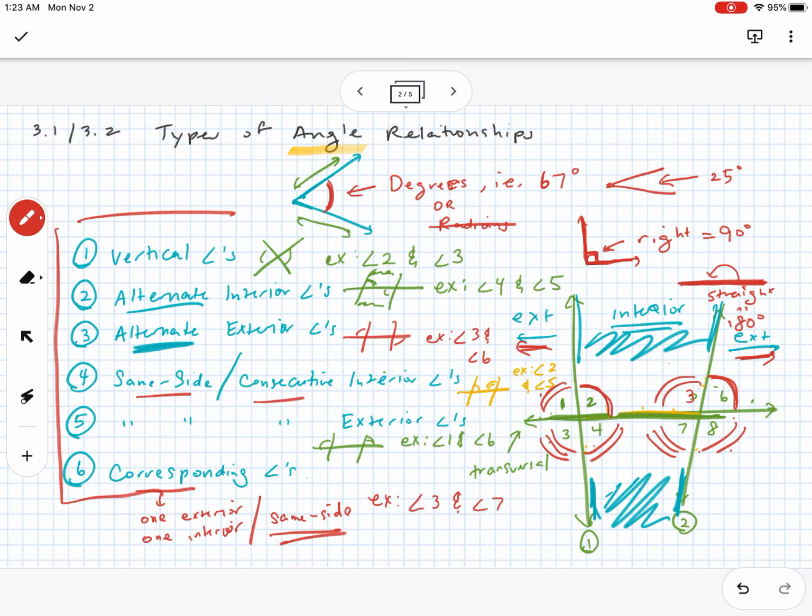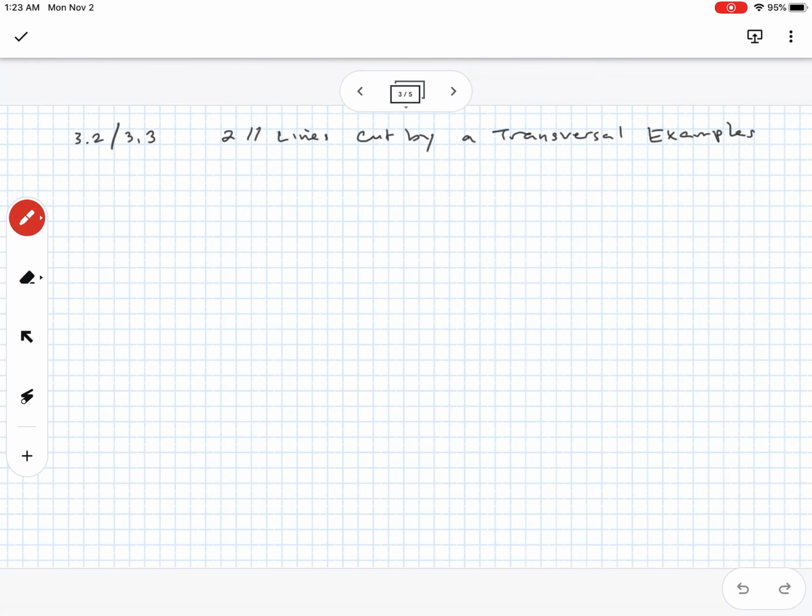So on the test, these 6 angle relationships need to be kind of like an automatic thing, right? We don't want to just be guessing, because most likely then you'll miss it. But you want to be able to go, okay, alternate interior, alternate exterior. I know exactly what they're asking me for, right? And all these other relationships as well. Okay. All right. Part 3.